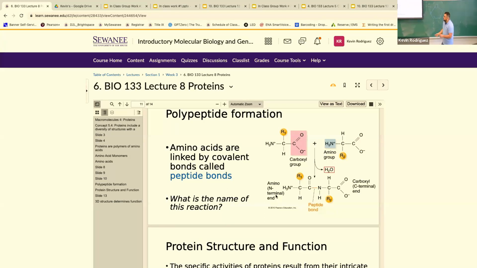And for this one, the main thing to remember here is the orientation is specific, right? We start at the N terminus, and then they call this the C terminus. So we have N, this is your first amino acid, C, N, your second amino acid, C.